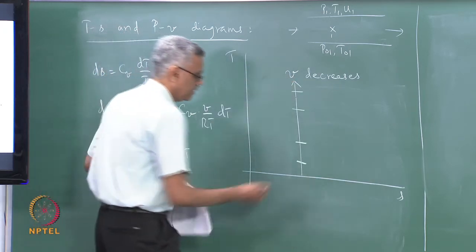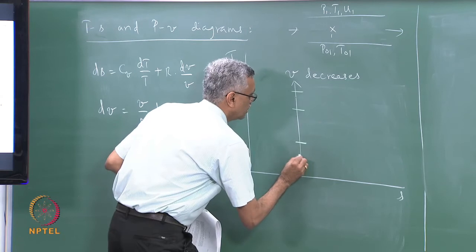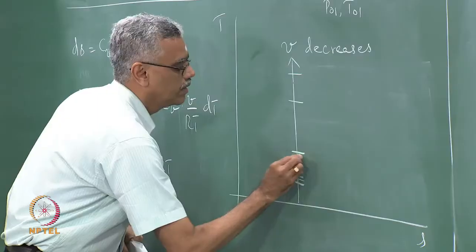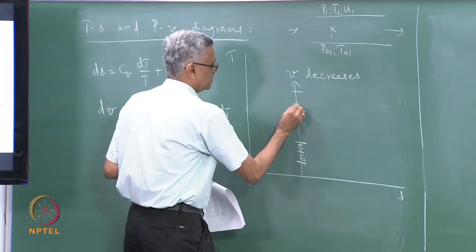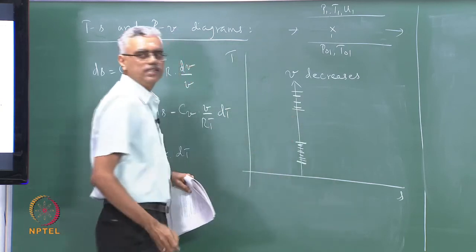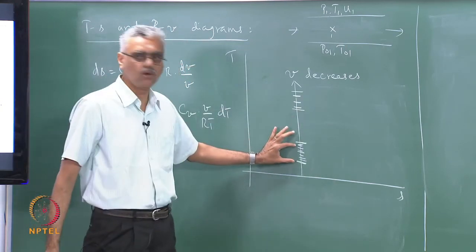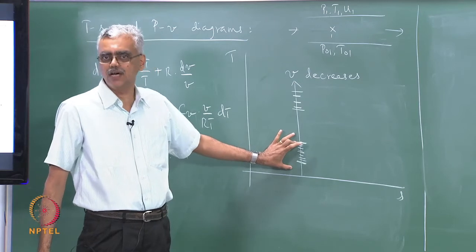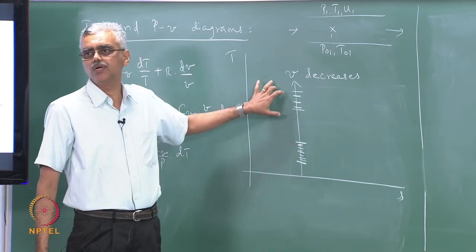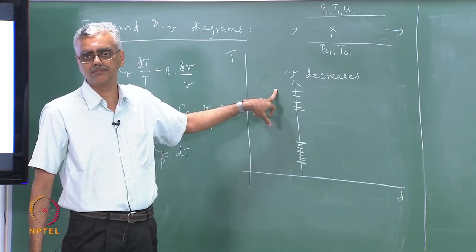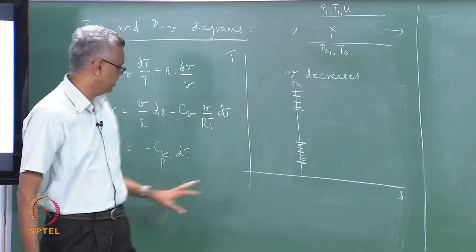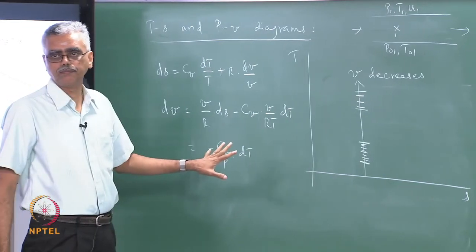So this tells me that V equal to constant lines look like this here, and like this here. The lines are bunched close here, so that for the same dT I get a large change in specific volume here, but a smaller change in specific volume here, right. So this information we can get from this equation.